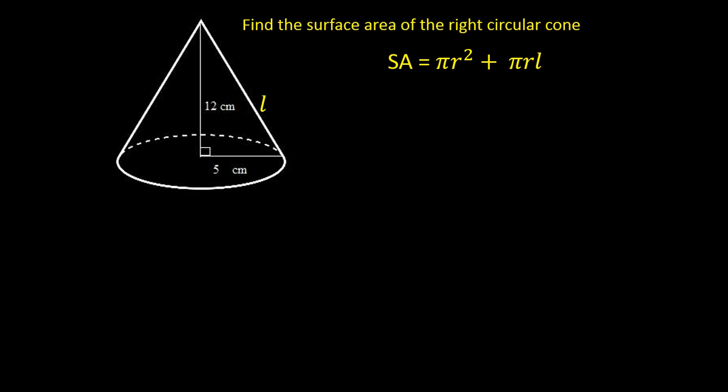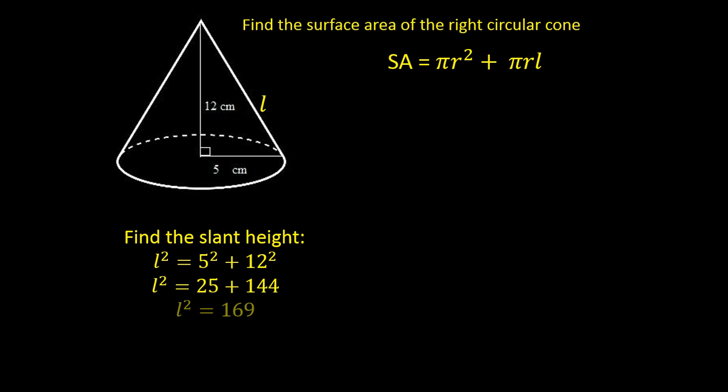Now if you look carefully, you'll see a right triangle, and that right triangle can be used to find the slant height. So we know that in that right triangle, the L that we're looking for is the hypotenuse, and the 5 and the 12 are the lengths of the legs. So we can use our Pythagorean theorem to find the value of L, which is 13. And we need that slant height for our surface area formula.